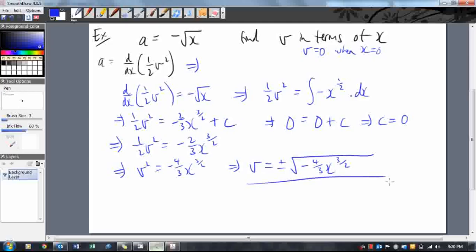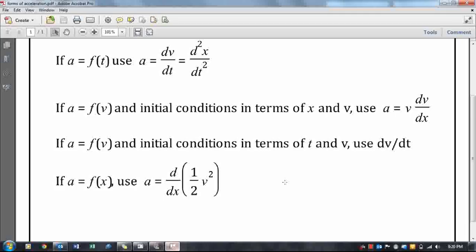That's the velocity function in terms of x. So follow these guidelines. I've never known them to steer you wrong. Look at your initial conditions, look at whether a is a function of x or v or whatever, and just follow those and follow your nose. Enjoy.